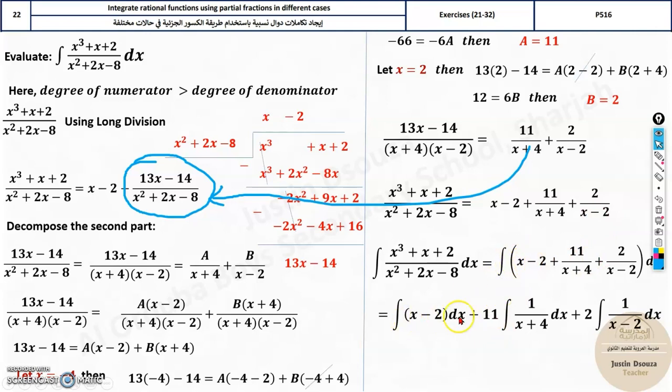Now you can integrate this together. It'll be x squared by 2 minus 2x. Then what is remaining? This is power rule, x squared by 2, and nothing is there. It's a constant, so x. Here the 11 is taken out. The constant numerator is always taken out. And natural logarithm of the denominator, important to add magnitude because it cannot be a negative answer. And same thing over here, 2 ln magnitude x minus 2 plus c, the constant of integration. That is it. That is how you solve this problem.